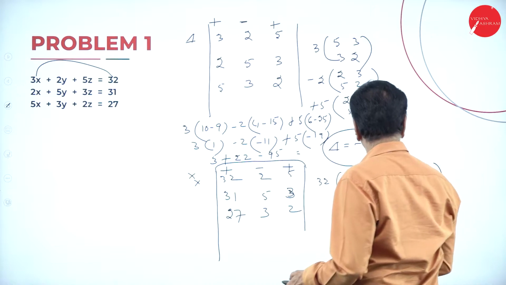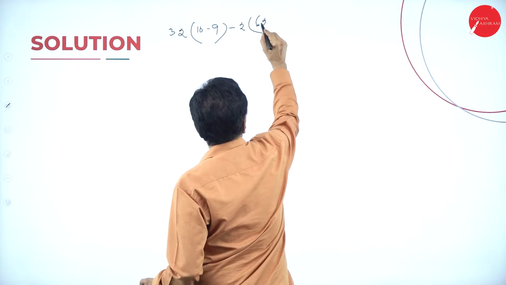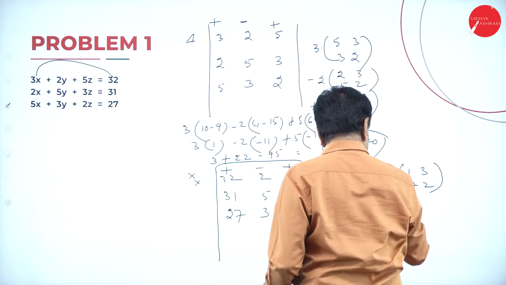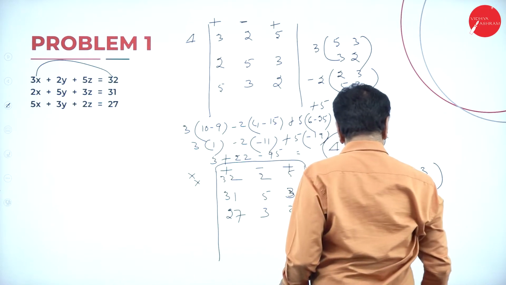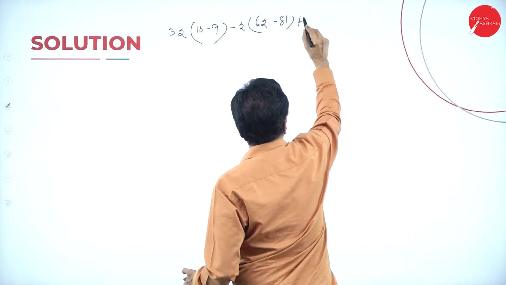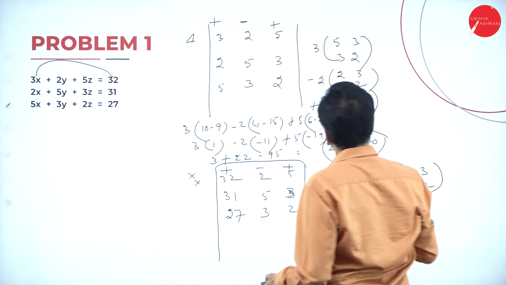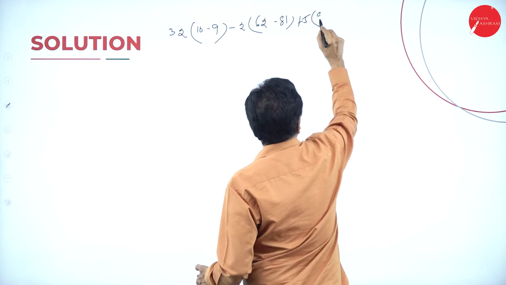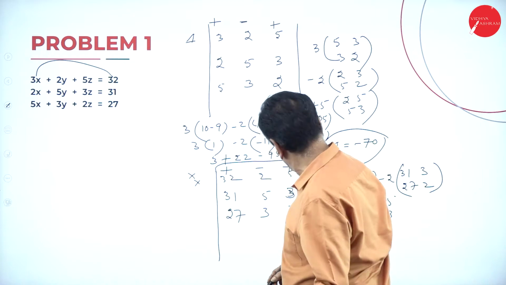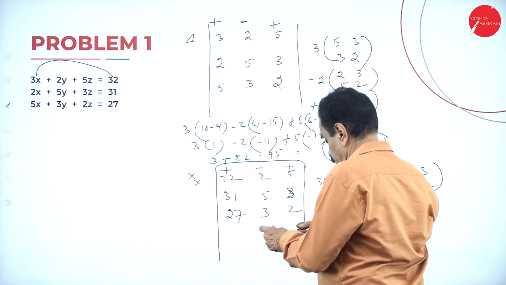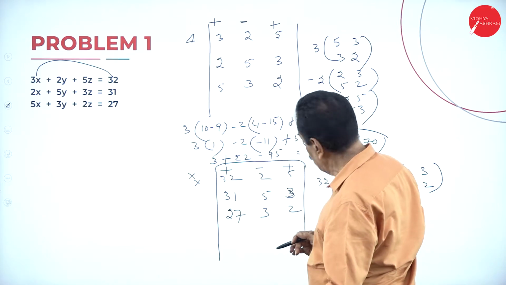So 31 into 2, 2 ones are 2, 2 3s are 6, 62. Minus 81. Plus 5. 31 into 3, 93. Minus 27 into 5. 27 into 5, 135.